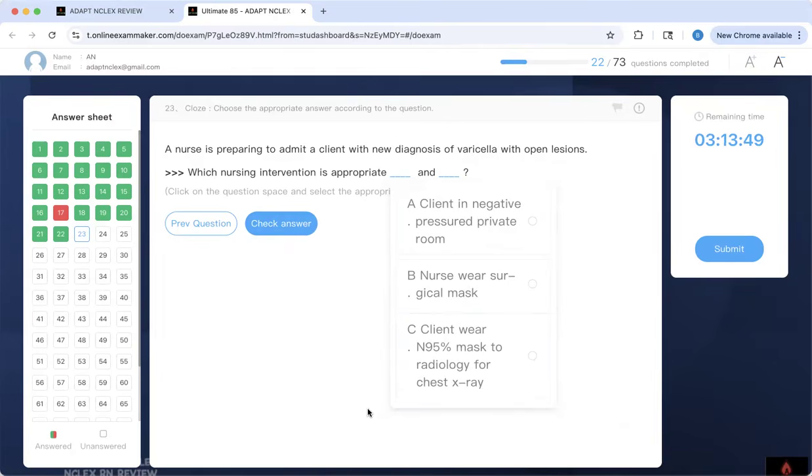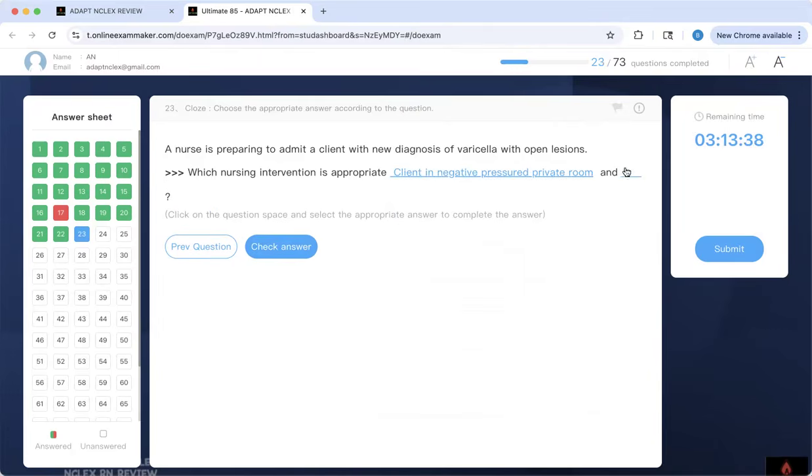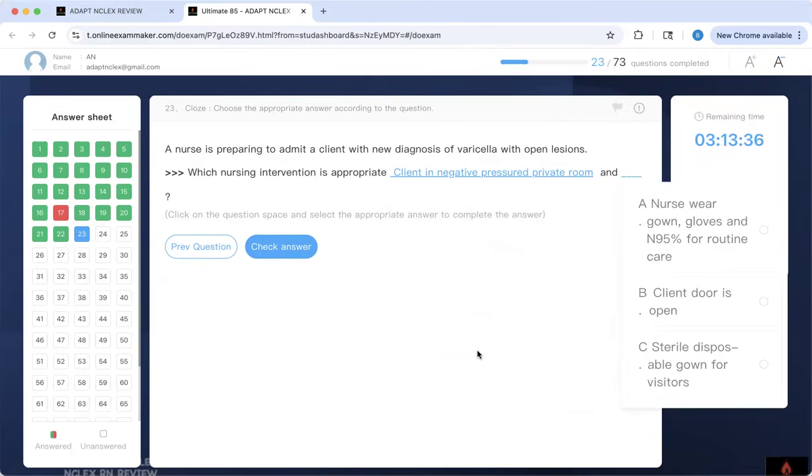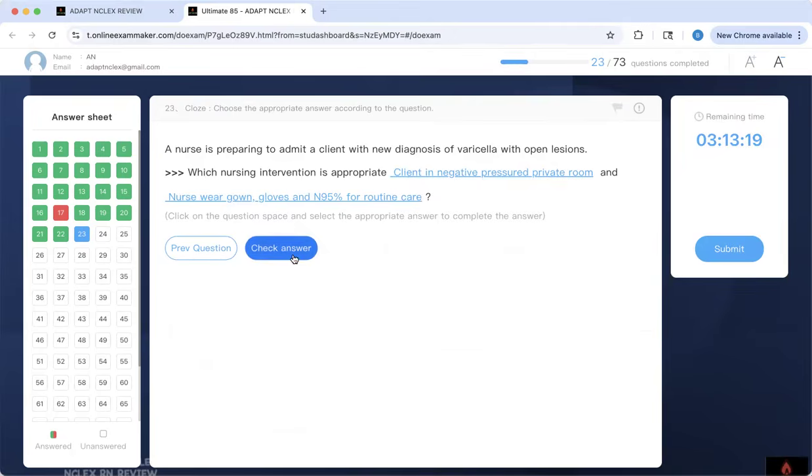You know, varicella is airborne. The nurse has to wear what? N95, not a surgical mask. When the patient leaves the negative pressure room, they wear a surgical mask. Therefore, this is the problem. Nurse wears gown, gloves, and N95 for routine care. That's contact and what? Airborne. That's good. Client door is open. It should be closed. Sterile disposable gown for visitors. They can wear disposable gowns. It does not have to be sterile. Therefore, this is the right answer.